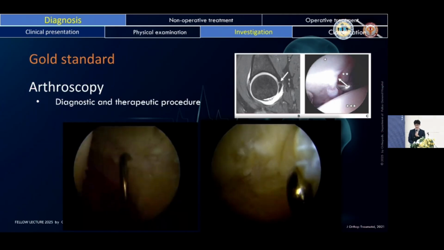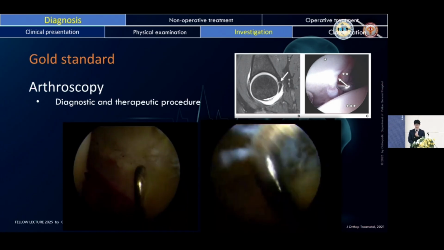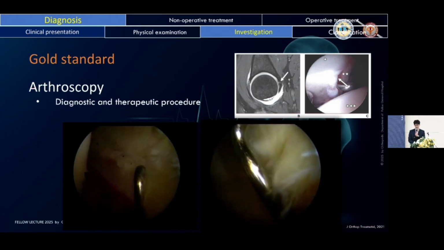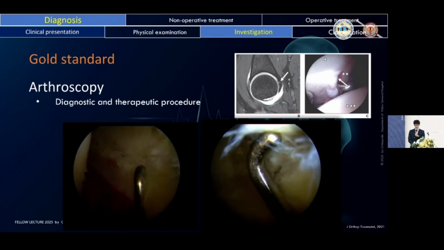Hip arthroscopy is considered the gold standard for diagnosis because we can directly see the labrum with details about the tear's location, size, and severity. It has diagnostic and therapeutic potential too, but the limitation is that it is invasive.